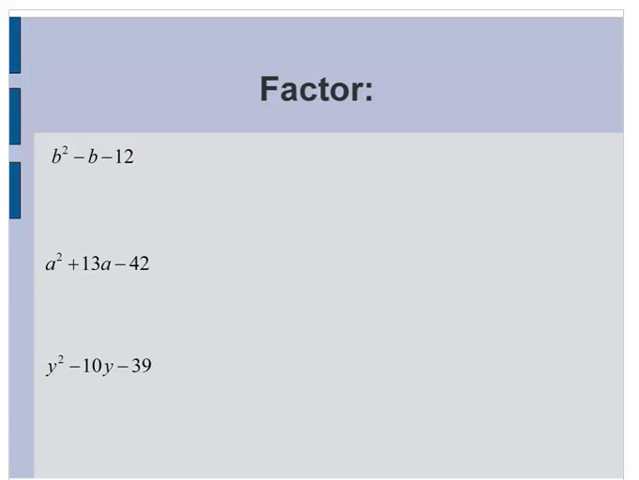b squared minus b minus 12. All right, again, notice the lead coefficient is 1. So I need to find a pair of numbers that multiplies to negative 12 and adds to negative 1. Finding the factors of 12: 1 and 12, 2 and 6, 3 and 4. Now, I need them to have a difference of 1. Again, notice since it's a negative product, I need a difference.